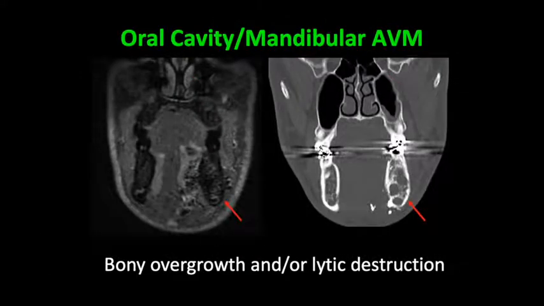These are common in and around the oral cavity, and you can see mandibular changes just as a reaction to the hypervascularity, in which case you may see, as in this case, mandibular overgrowth. Compare the left side to the right side. But the mandible can also be permeated with the vascular malformation, in which case you can get a whole lot of lytic change, as you can see in this case. So bony overgrowth and lytic destruction can both be the kind of osseous changes that we see in association with arteriovenous malformations.